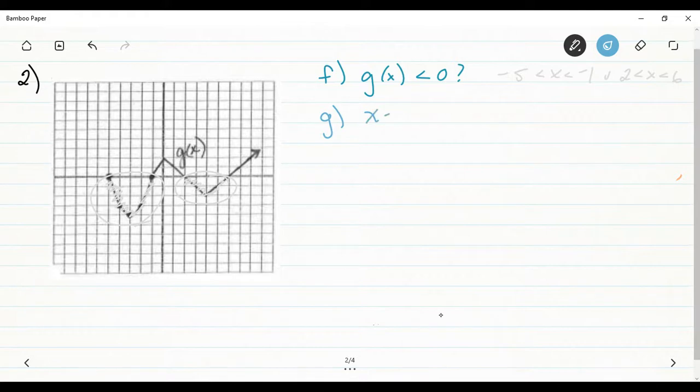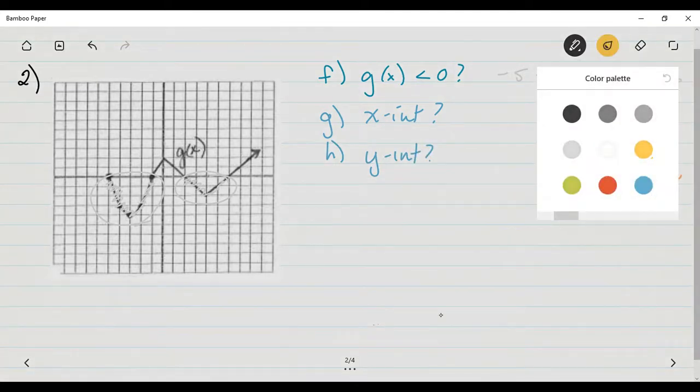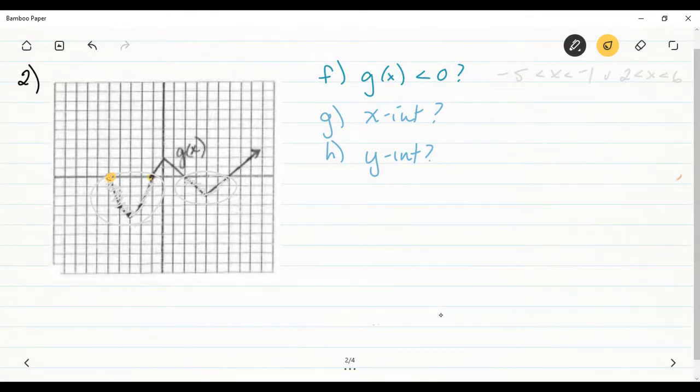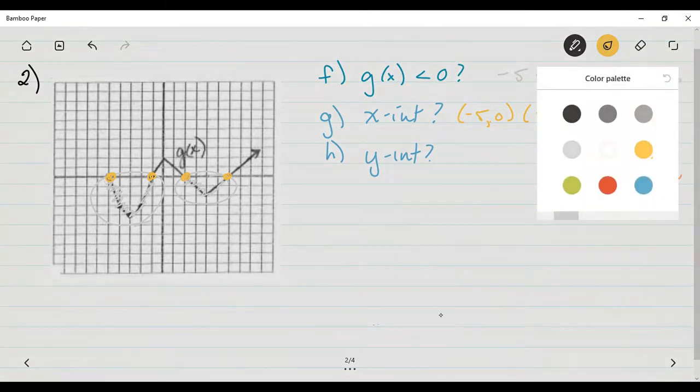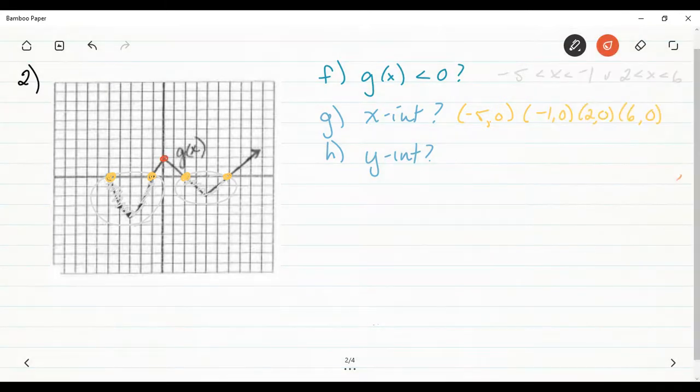Part G, x-intercepts, and part H, we're looking for our y-intercept. On our picture, x-intercepts are where we are touching the x-axis. In this case, there are 4 of them. They are (-5, 0), (-1, 0), (2, 0), and (6, 0). Our y-intercept on the y-axis up here is at (0, 2).